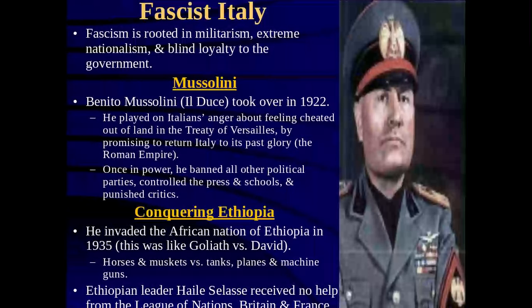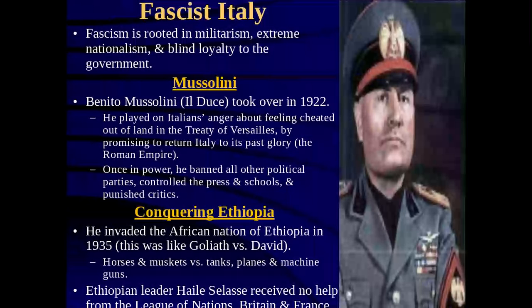There was one independent country in all of the African continent, and that was Ethiopia. And so he decided that in 1935 he would invade Ethiopia. And it wasn't really a fair fight with the modern technologies that the Italian military had built up. It was kind of like a David versus Goliath situation against Ethiopia. You're talking horses and muskets from the 1800s versus tanks, planes, machine guns.